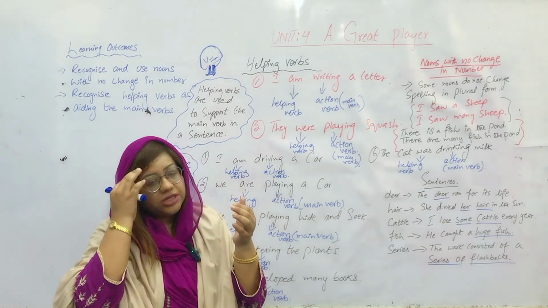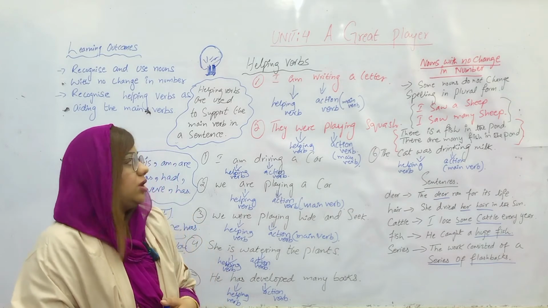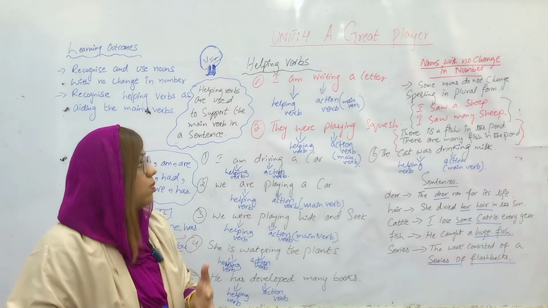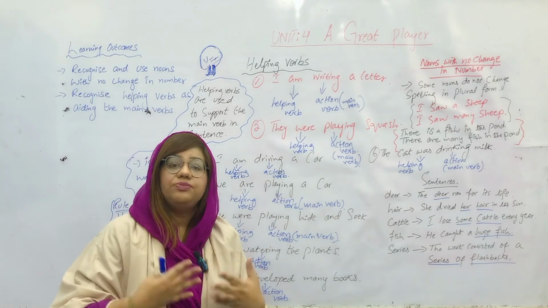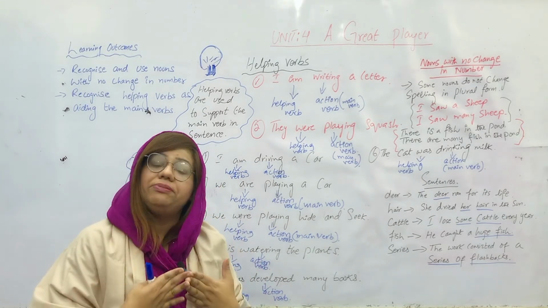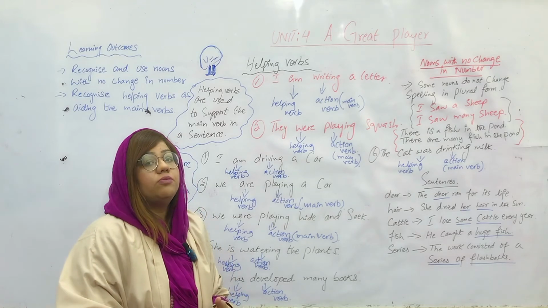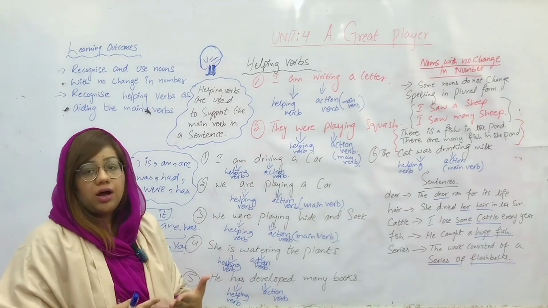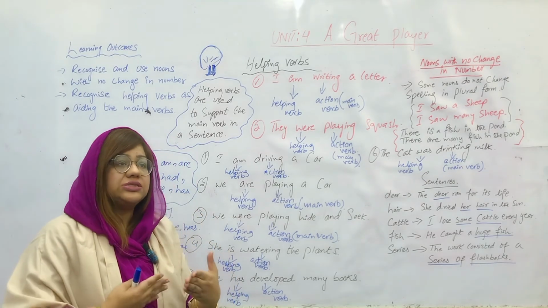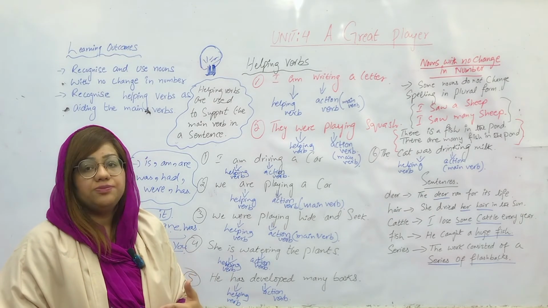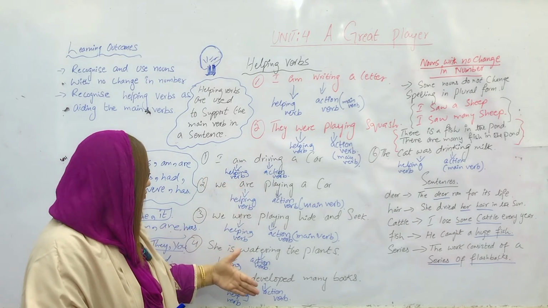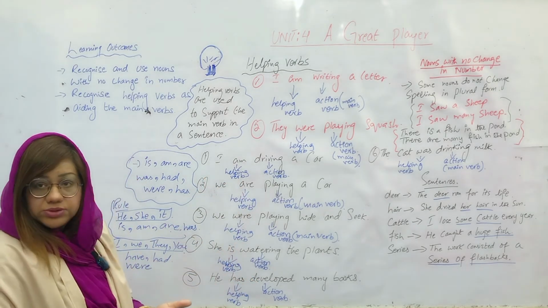Let me summarize in a few words again what we have learned in this lesson. Number one, we learned how we can use helping verbs that support the main verb. They are forms like is, am, are, has, have, had, were. These are the helping verbs. And here we discussed many examples.